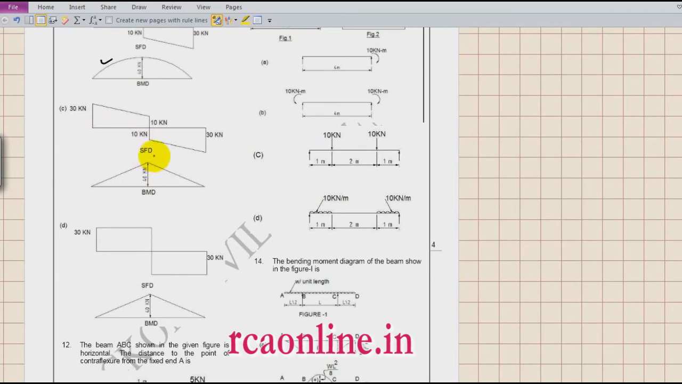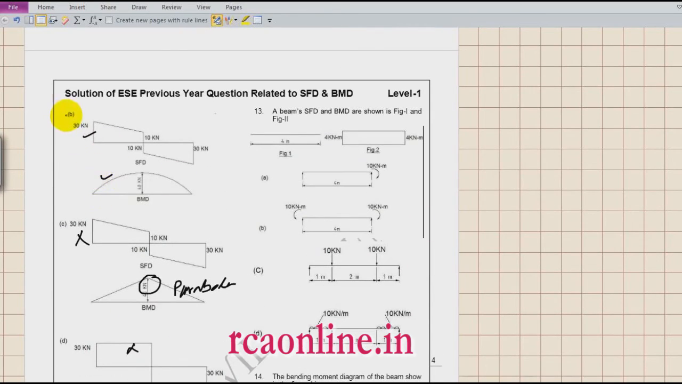Can this be the answer? No. This is triangular. I need a parabola. So this cannot be the answer. Again same thing. This can be the SFD BMD. So without calculation you can directly say that this is the answer.